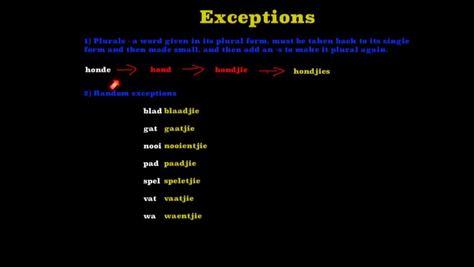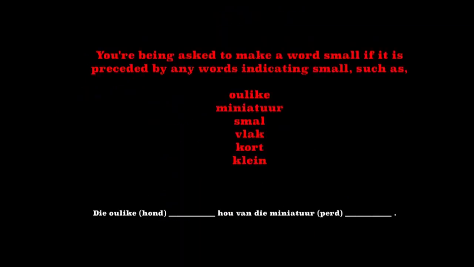Then there are the random exceptions: blad becomes blaadjie, gat becomes gaatjie, nooi, nooientjie, pat, paaitjie, spel, spelletjie, vat, vaatjie, and wa, waentjie. So all of this is great, but if you can't tell if you're being asked to change a word into its diminutive, then you're going to have big problems. The way that they love to ask it is in a sentence form, where they put the words that they want you to change in brackets with a line next to them where you can write the answer.